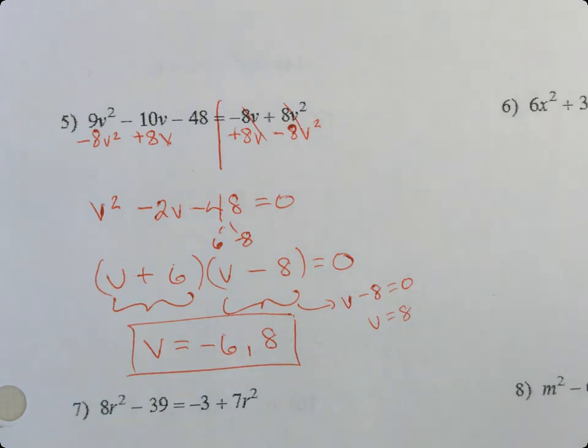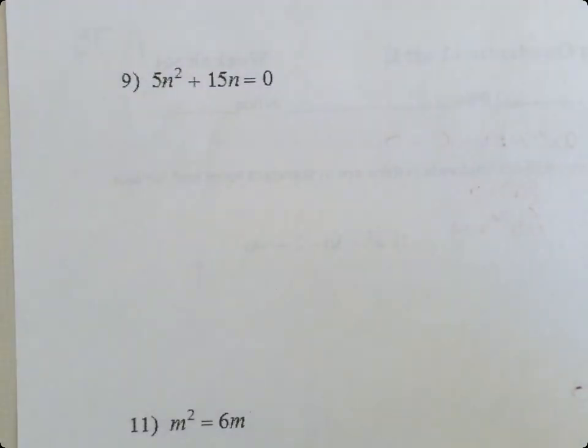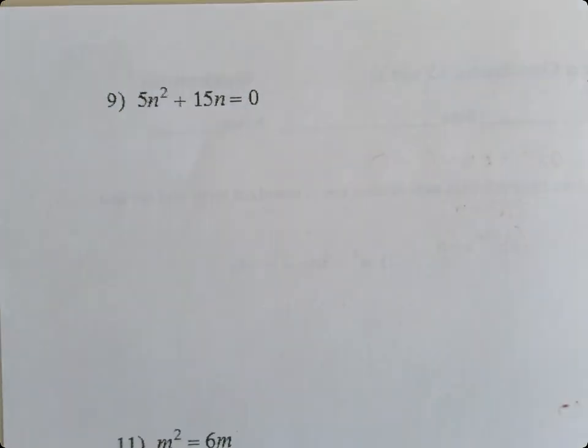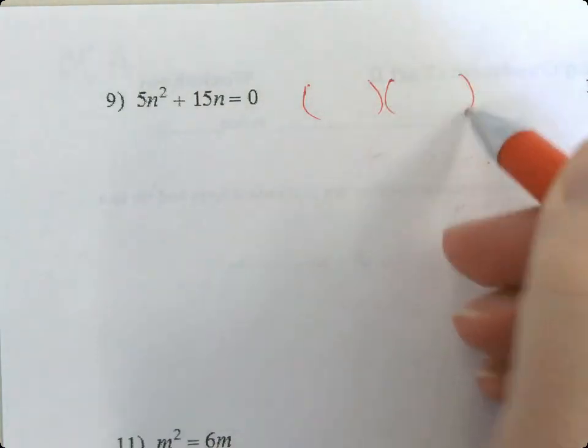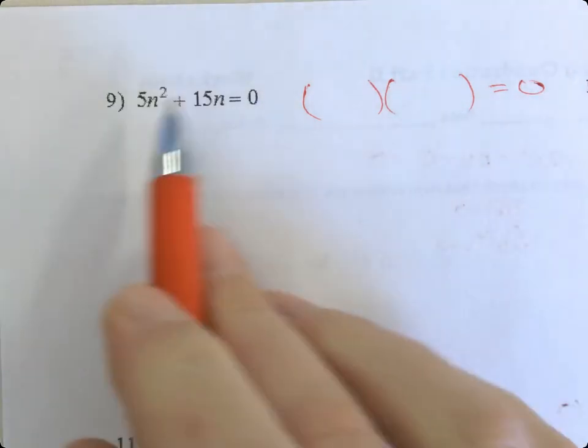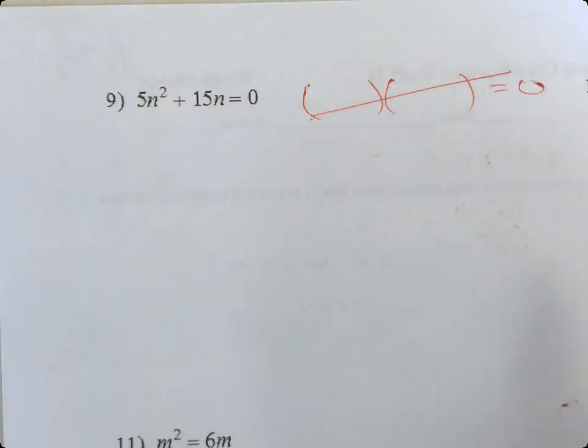Let's look at number 9, please. It's already set equal to 0, so that's nice. Take a second and try to factor it. One of the mistakes that we make is a lot of us just jump in and try to make this happen. This is not a trinomial, first of all, and there's a GCF. So this is not going to work for us.